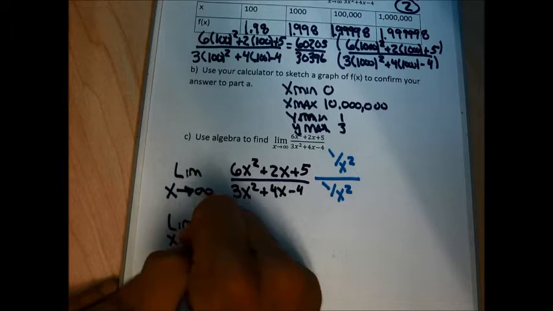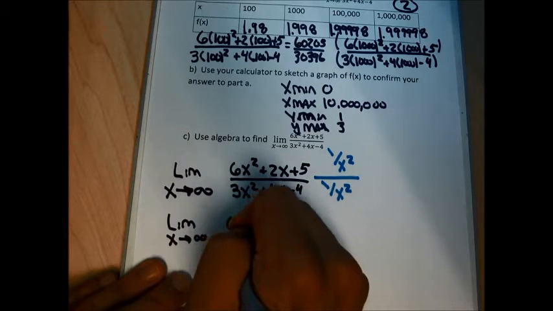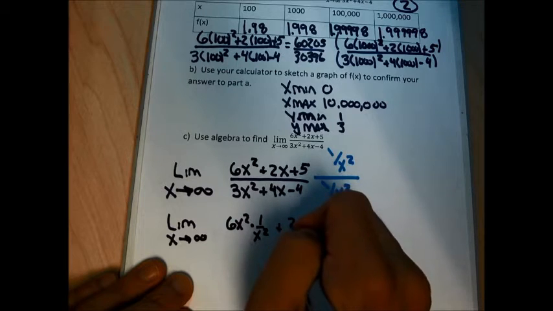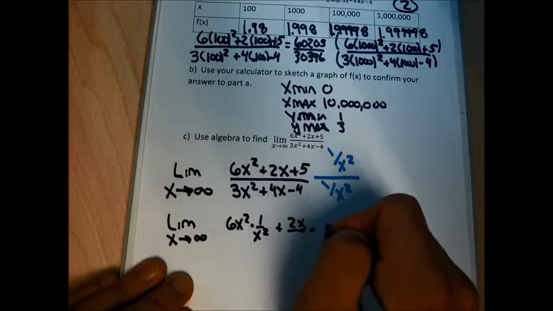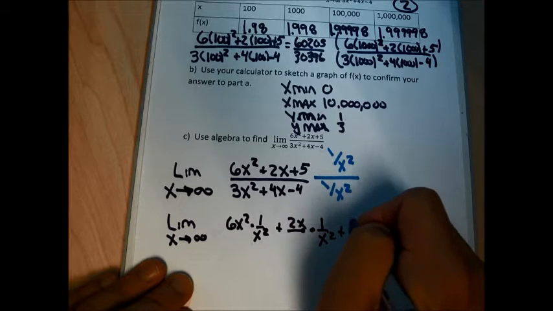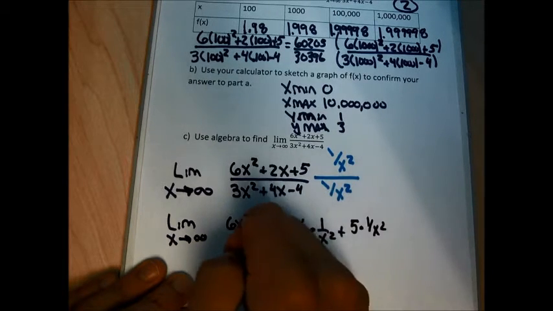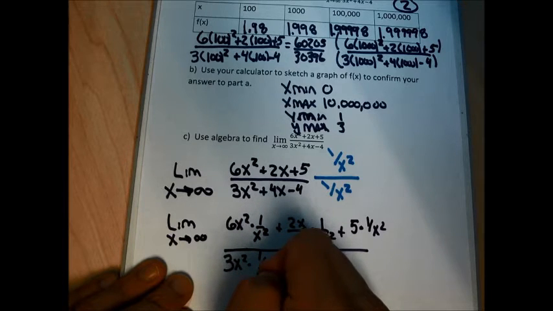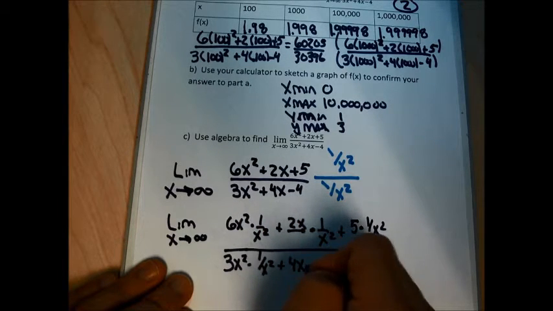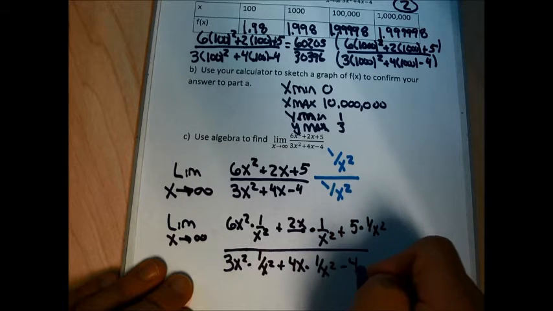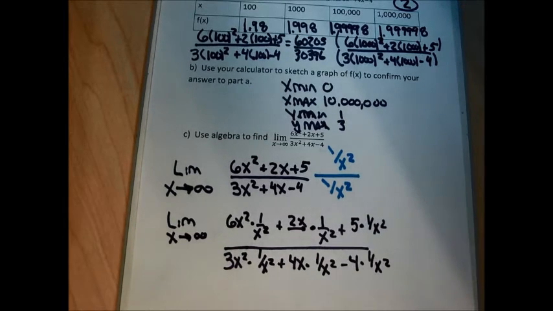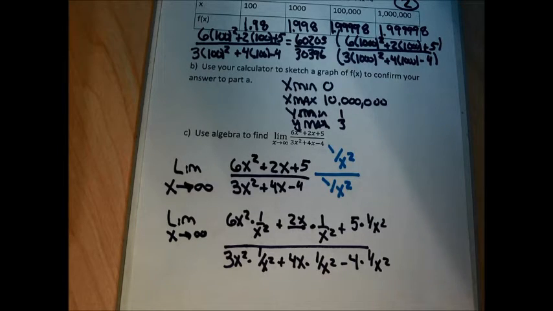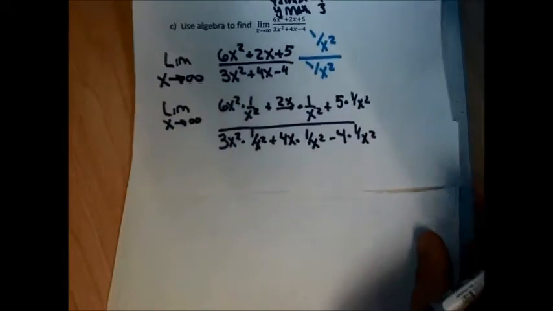So I can rewrite this problem as the limit as x goes to infinity of 6x squared times 1 over x squared plus 2x times 1 over x squared plus 5 times 1 over x squared. And then in the denominator, 3x squared times 1 over x squared plus 4x times 1 over x squared minus 4 times 1 over x squared. So I distributed the 1 over x squared, which is 1 over the highest power of x that occurs in either the numerator or the denominator. I distributed it through the fraction, and now I'm going to cancel.